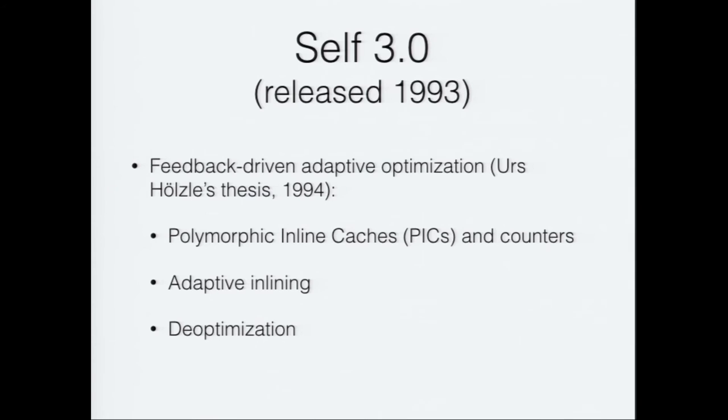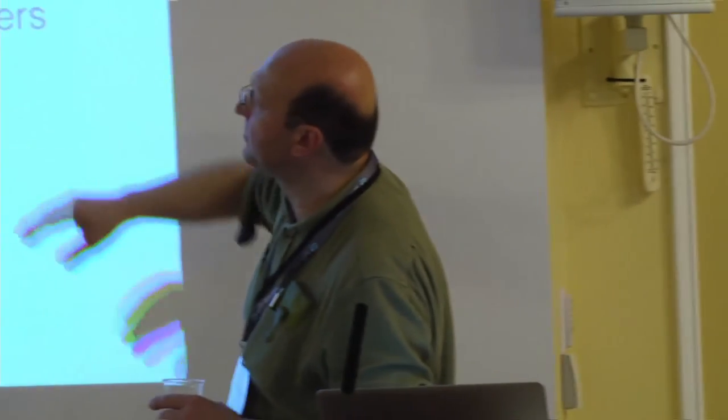So the next system fixed that problem of unpredictability. And that was mostly due to Urs Hölzle's work at Stanford, where he generalized the notion of inline caches to polymorphic inline caches and added counters associated with those polymorphic inline caches to, in effect, build a type and time profile of your program as it was running in its initial form, and then use that data to feed back into the compilation system to generate more optimized code. So this was the first thing that did feedback-driven optimization at runtime.